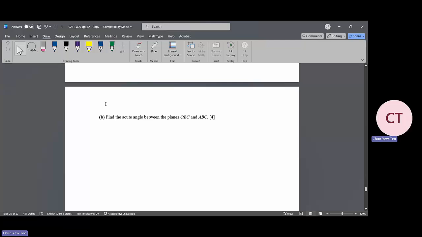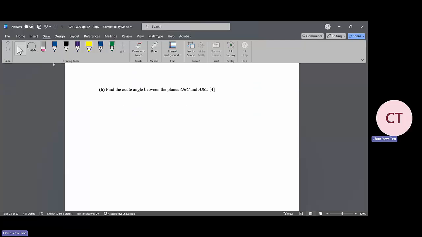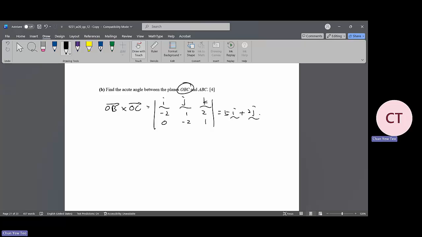Now move on, we have 5B. Find the angle between the planes and OBC. So to find the plane OBC, I need a normal vector for OBC. So we take OB cross OC. I need to refer back to the question. OB is -2, 1, 2. OC is 0, -2, 1. You do the cross product, and then you will get 5i plus 2j plus 4k.